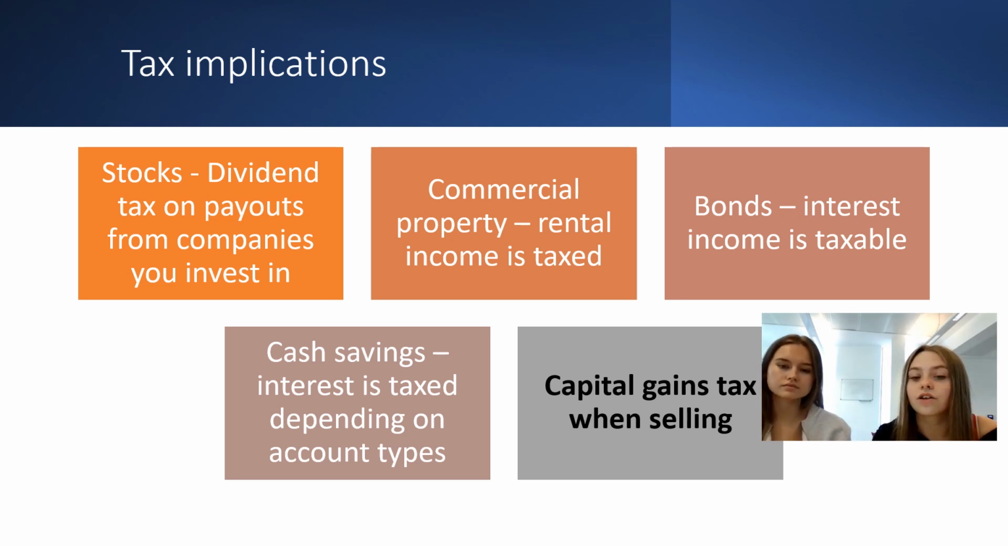This also depends on the company you have the ISA with, and you can only invest £20,000 in each one, and you can only invest in one annually. And then capital gains tax, so this would be on stocks, commercial property, and also bonds. So this is whenever you sell, like I said, either stocks, commercial property, or a bond.